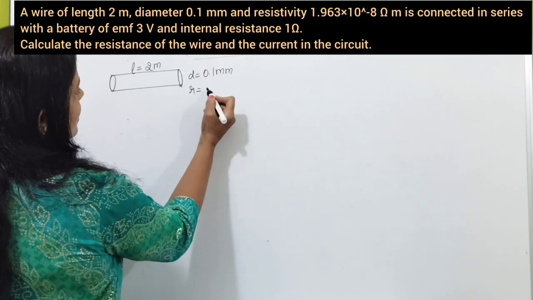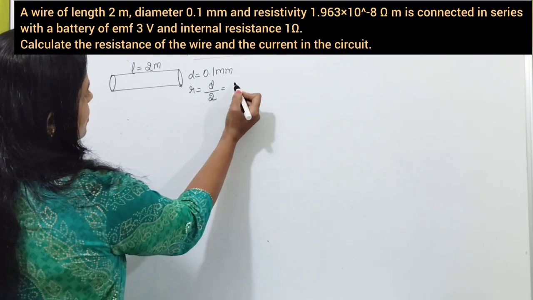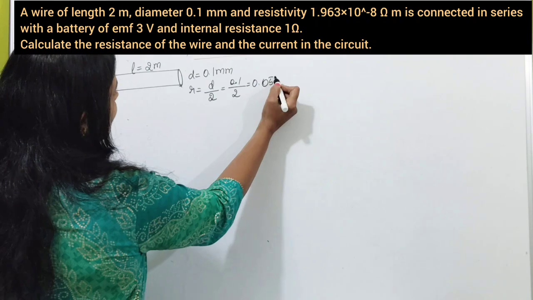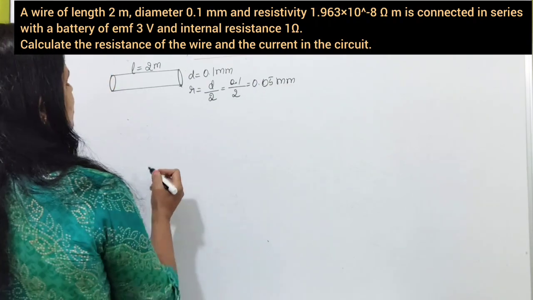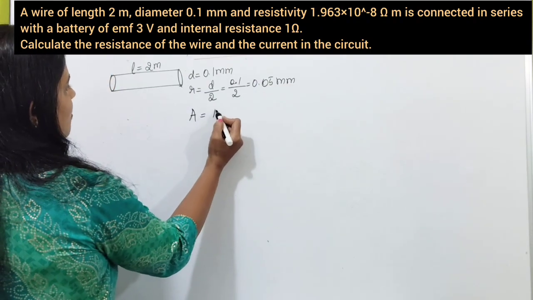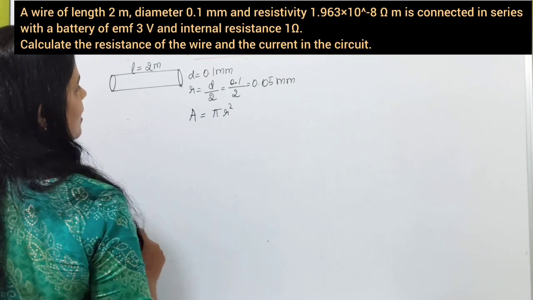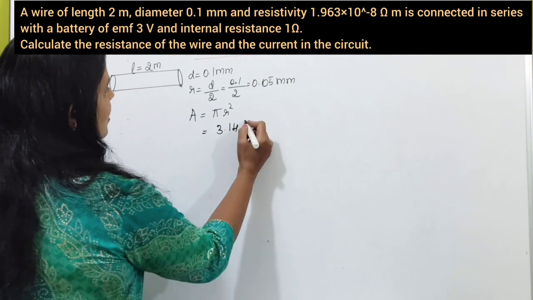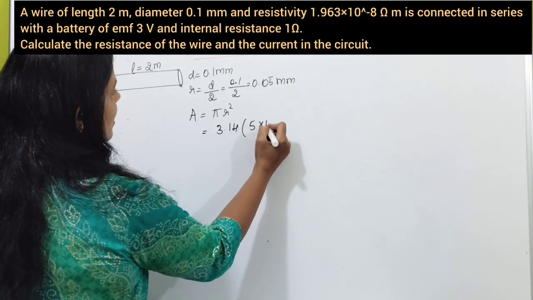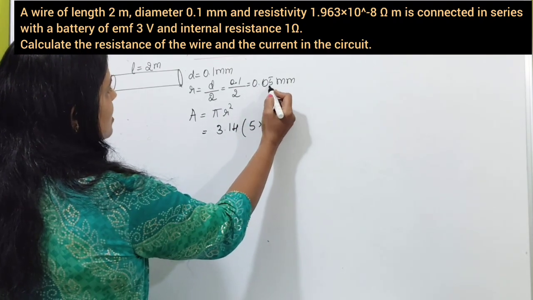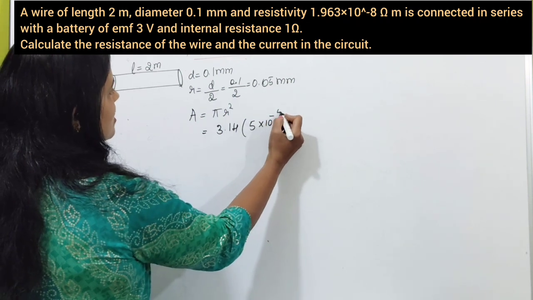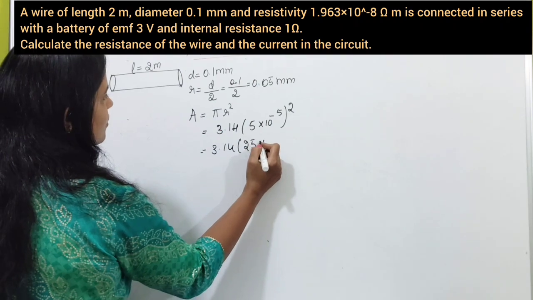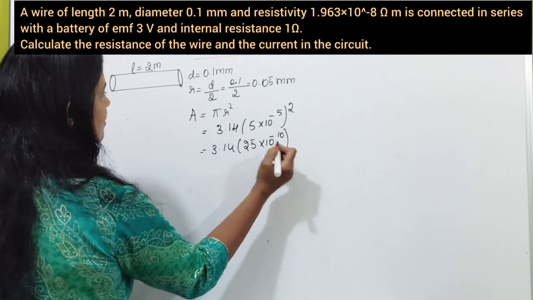Then how to calculate radius? It is diameter by 2. So 0.1 by 2 is 0.05 millimeter. Then what is area? Area is pi r square. That is 3.14 or 22 by 7 into r, where r is 5 × 10 to the power minus 2 × 10 to the power minus 3, so that is 10 to the power minus 5 squared. So area is 3.14 × 25 × 10 to the power minus 10.